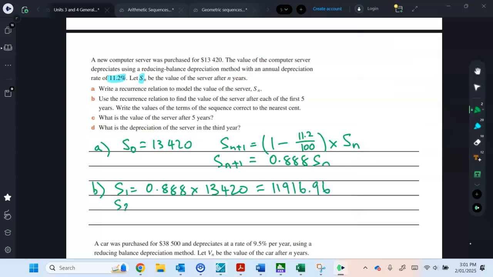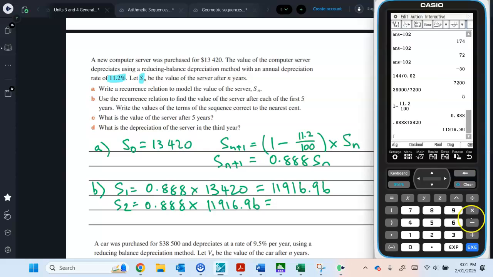And then we do S2, so 0.888 times. Now, you could just write S1 here because we've already defined S1. I'm just going to take it out and rewrite the number again. But you've already defined it, so you don't really need to write it there. Times, times 0.88. Oops, what am I doing?